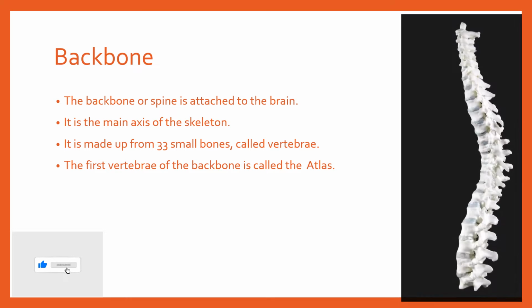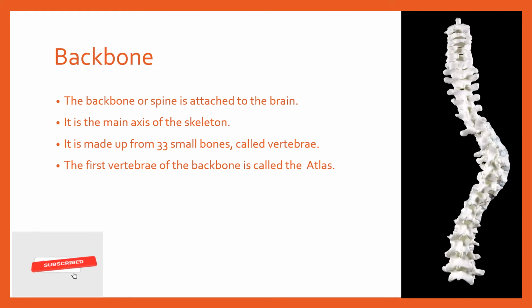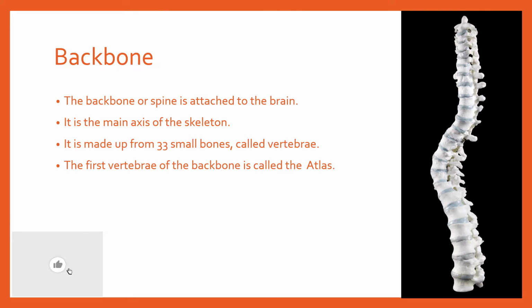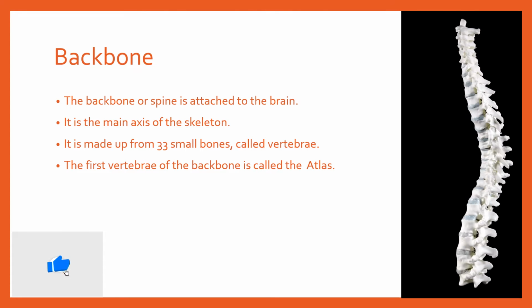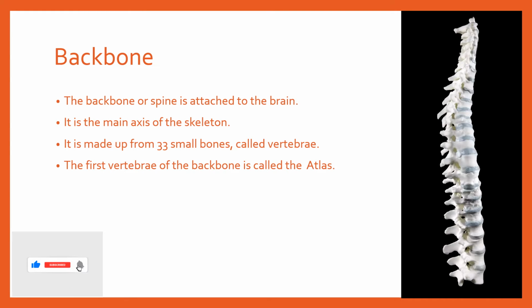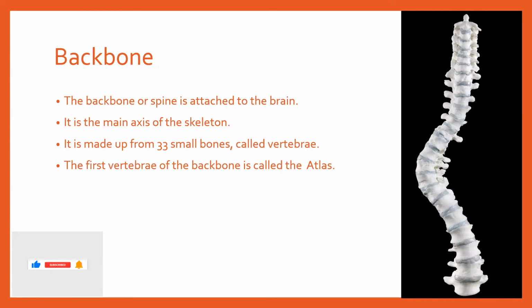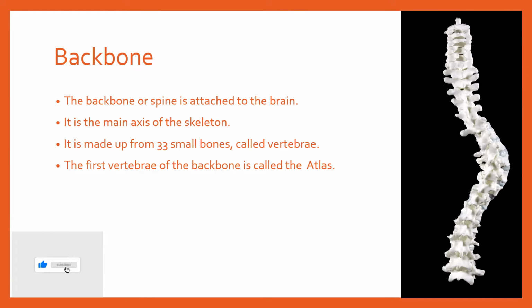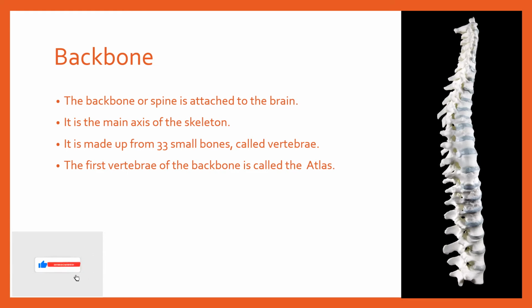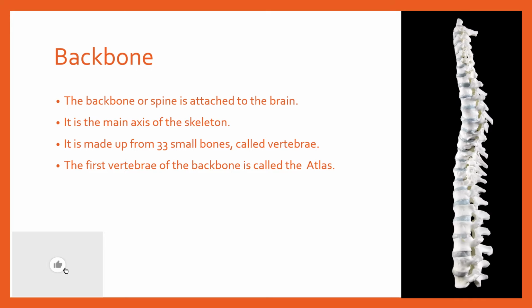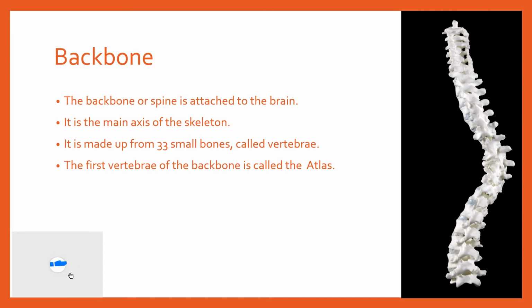Now we will see what is the backbone. The backbone is made up of 33 small bones called the vertebrae. The backbone is also called the spine or the vertebral column. The joints in the bones help us to bend or twist. Each vertebra has a hole in it so that the spinal cord passes through it. Thus, it protects the spinal cord. And the first vertebra of the backbone is called the atlas.